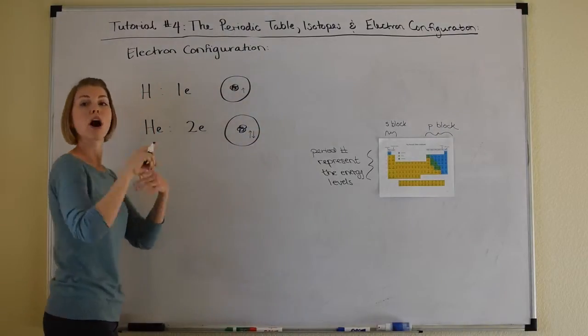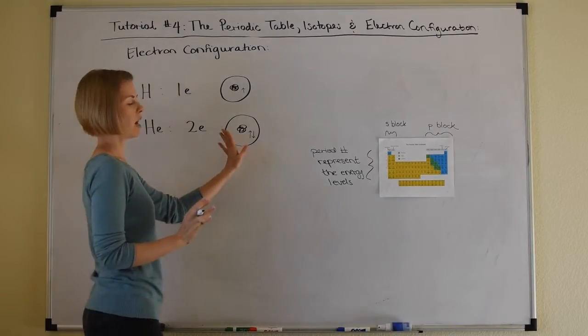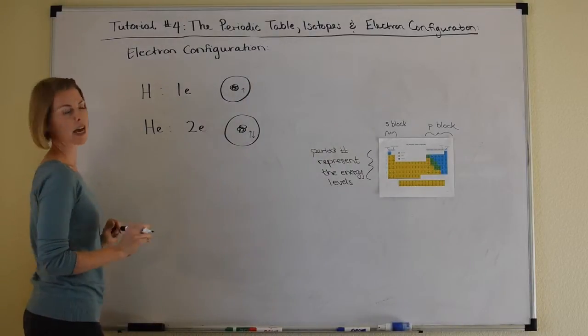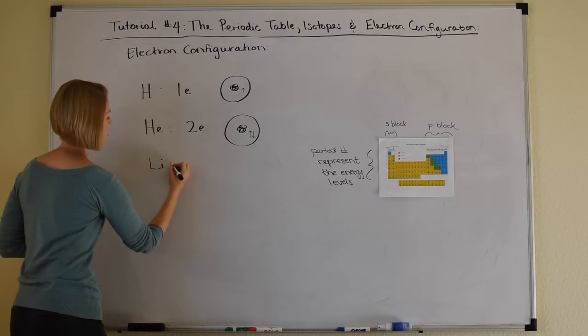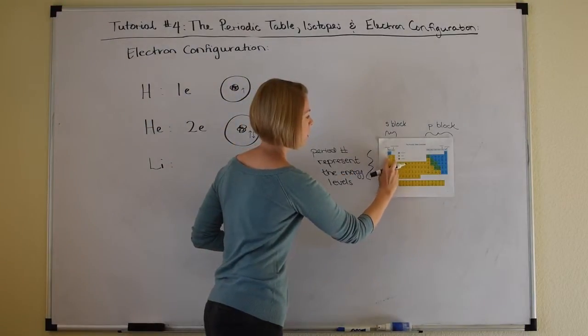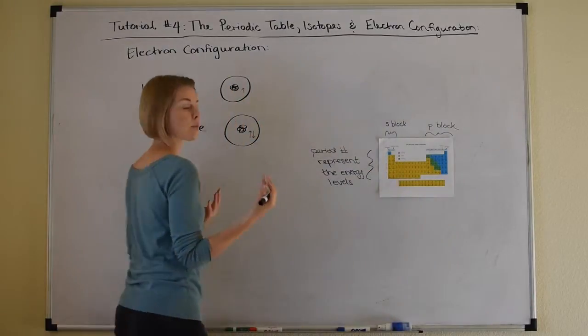I'm going to draw them with opposite spin, but you don't have to worry about spin. That's just how we're going to do it for an introductory chemistry class. Okay, and then we're going to go on and do lithium. Lithium right here, so it's in the second energy level. Lithium is going to have 3 electrons.